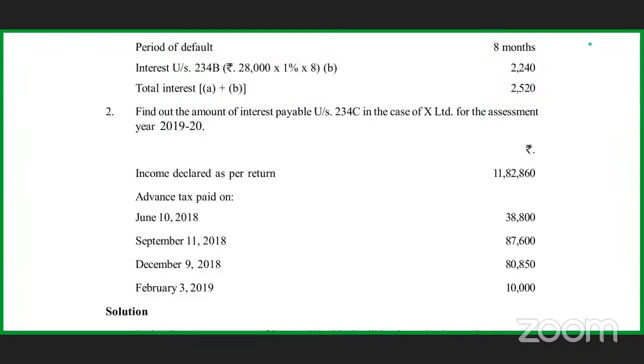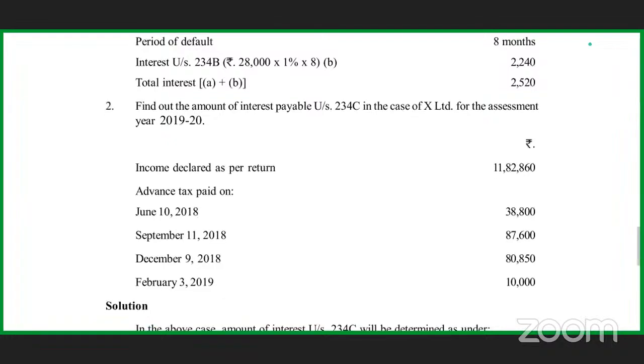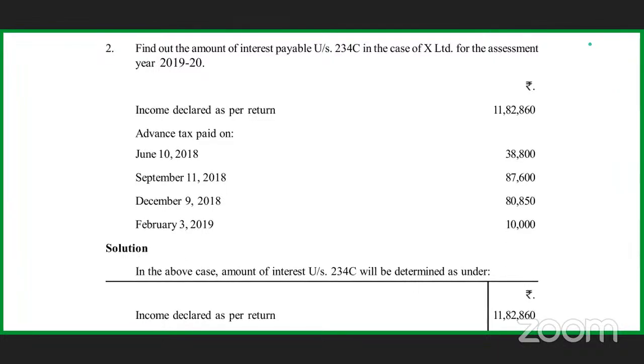The total amounts they have paid are 1 lakh 60, 1 lakh 90, 2 lakhs 15, 16,000, 17,000 change. So now in the above case, the amount of interest will be determined when income is declared as 11 lakhs 82,086. So total, this is the advance tax paid.